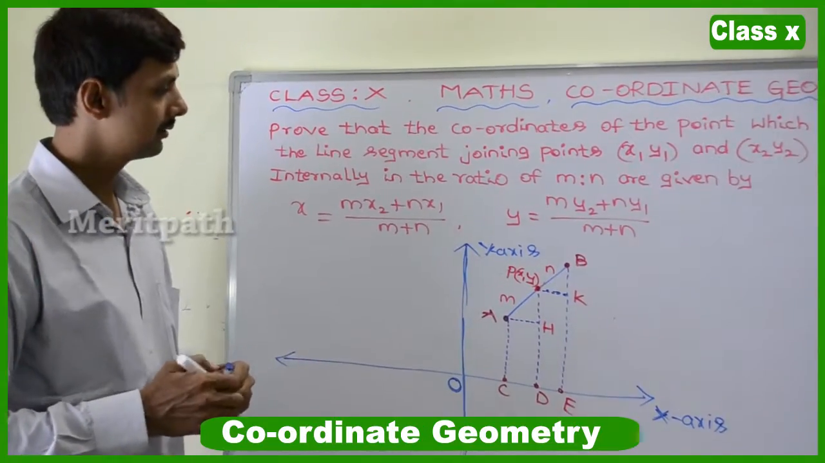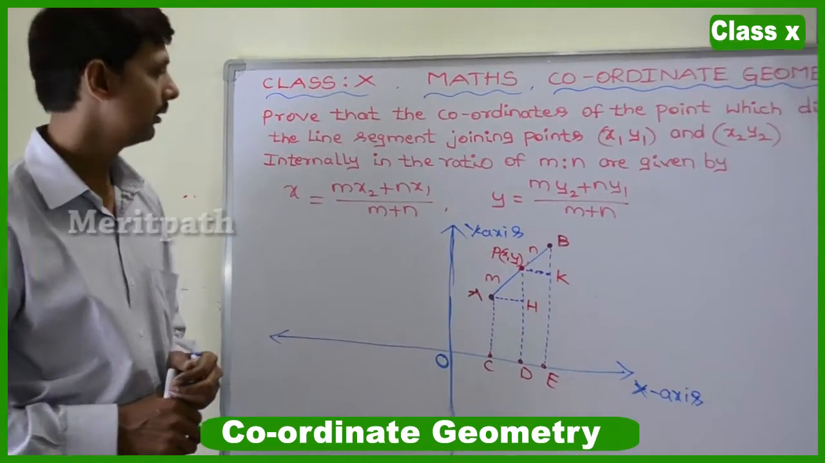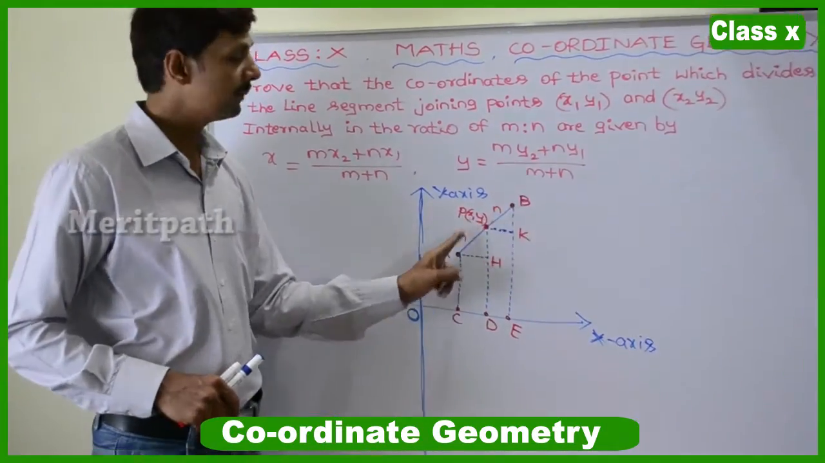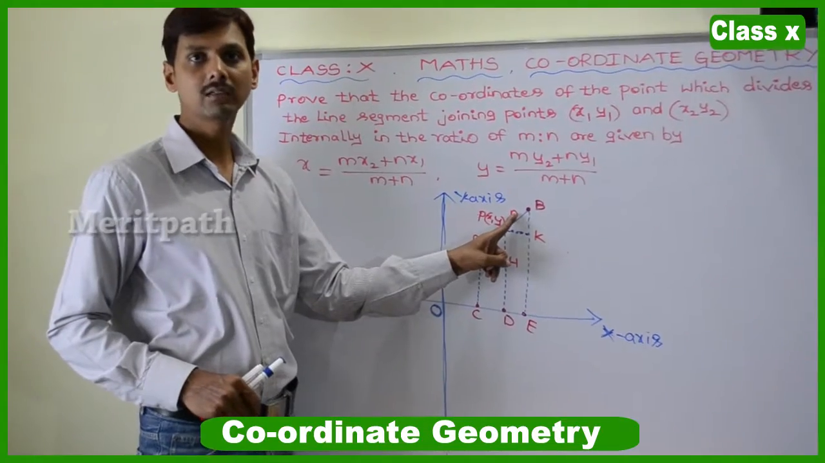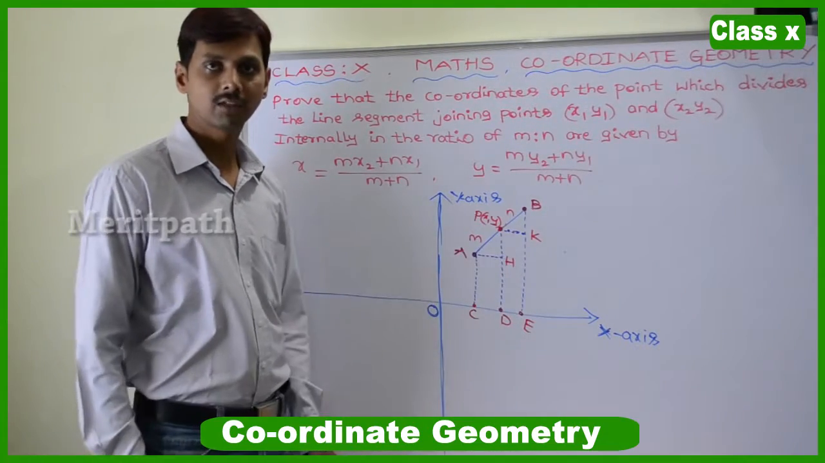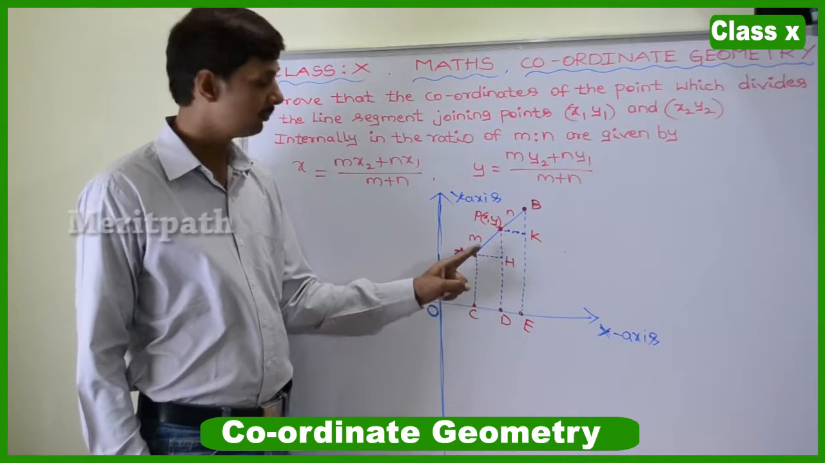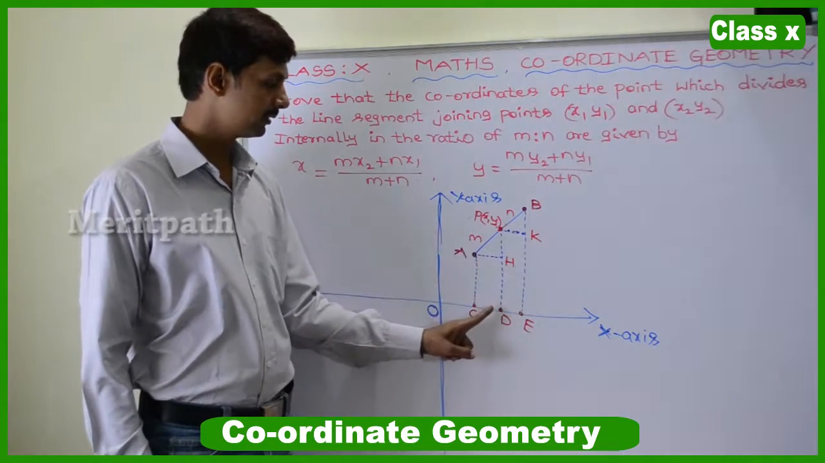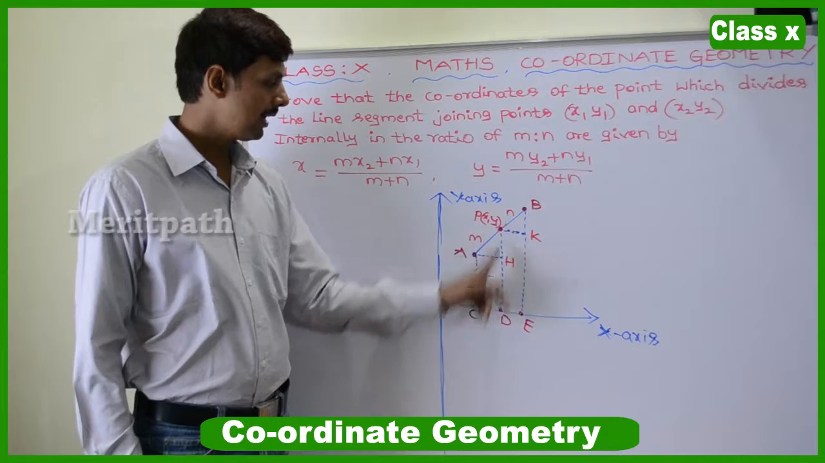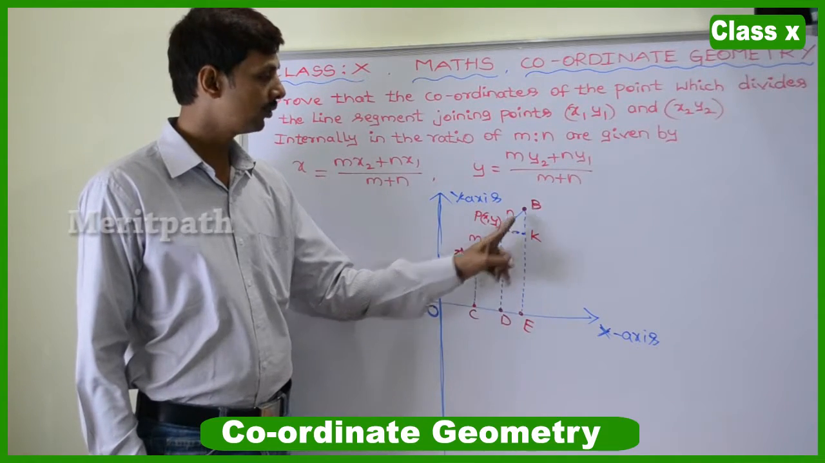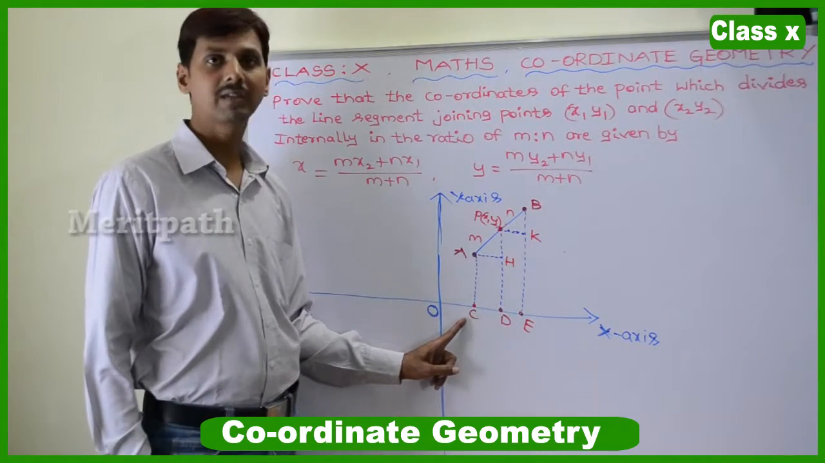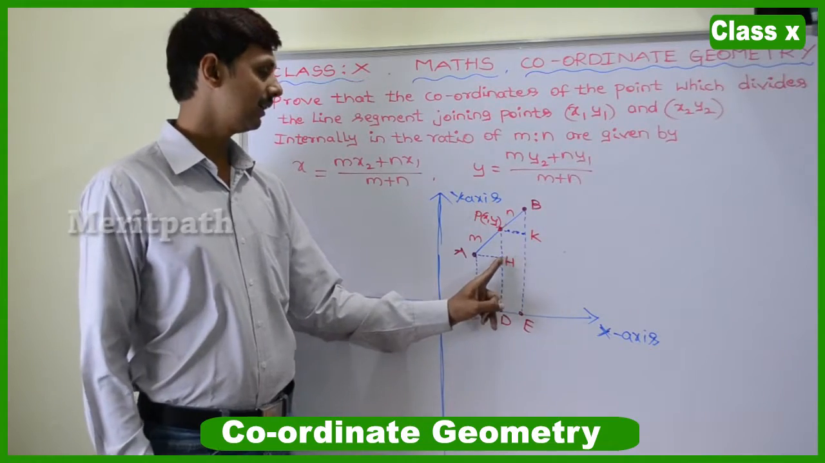Let us recall what we have drawn. AB is a line segment. P divides AB in the ratio of m is to n, where m and n are the ratio. After drawing the line segment, we draw the perpendicular lines from A to OX, P to OX, and B to OX. Then from A to this line we have drawn a perpendicular line, and from P to this line again. After that we have taken the names C, D, E, and here H and K.